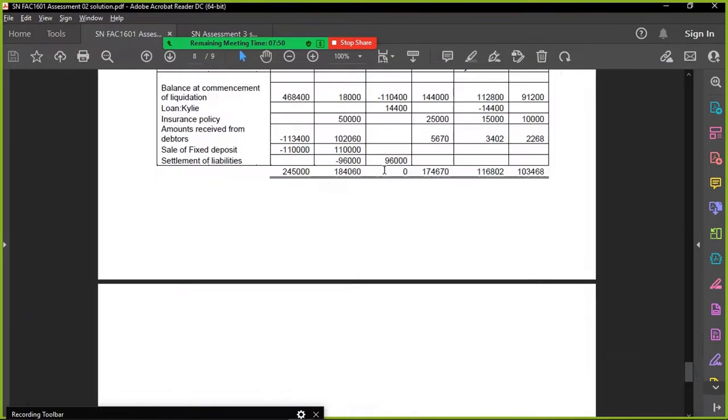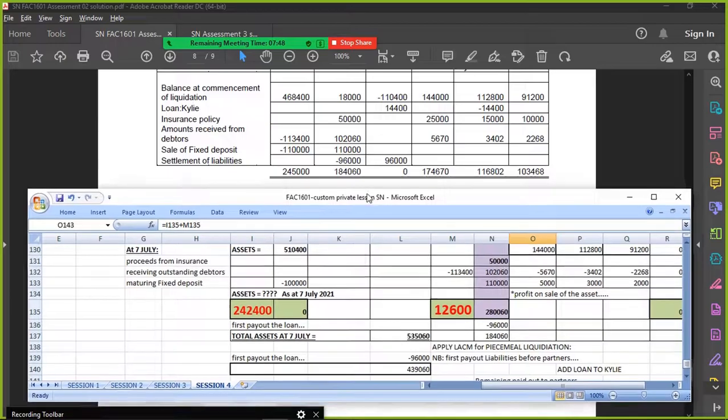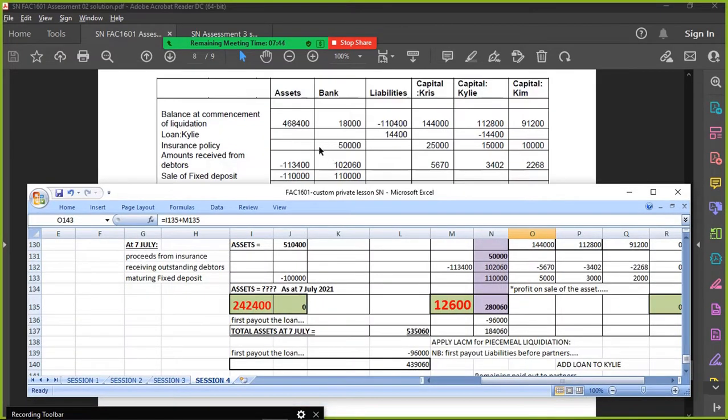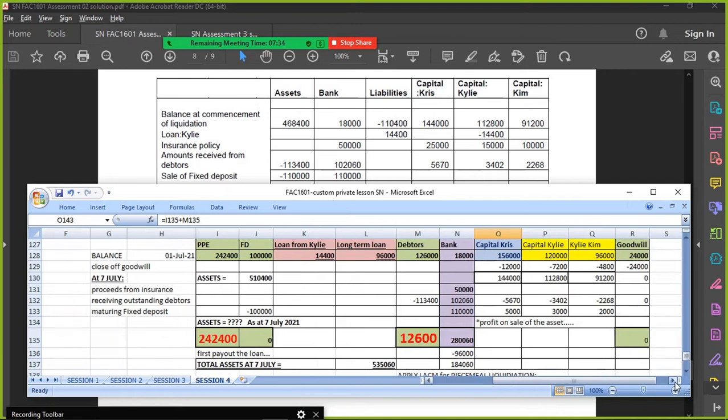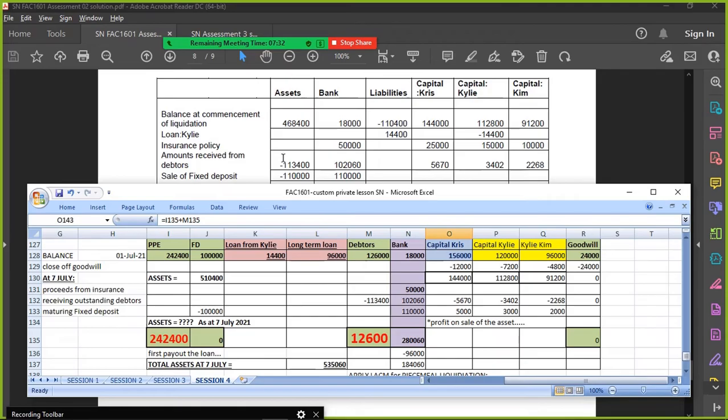Where's their working? See, they've left out some columns. They've just grouped assets together, which isn't correct because each asset is separate. Yeah, I would query this one as well for more explanation on assets. I would want them to break down the assets further because here we've broken it down further. We've looked at each asset separately and then we've added the assets that are left. Remember at 7 July, the only asset that you have left is PPE, a little bit of debtors. Everything else would have been closed off.